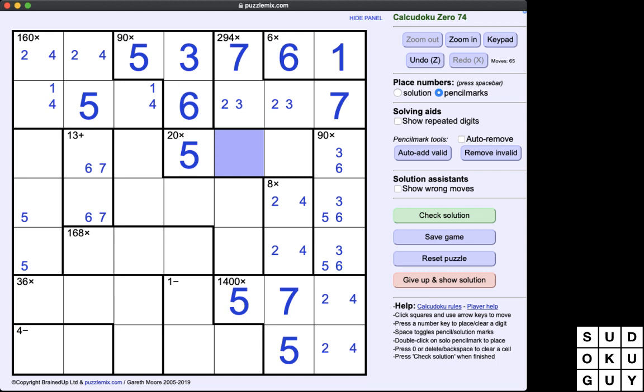I need 4 more to make 20, because we already filled in a 5. 1, 4, 1, 4. Already have a 4 accounted for in this column. This is a 1, this is a 4. 6, 7. Okay, 168 is 7 times 24? I think that has to be 4 times 6 times 7? Am I wrong?